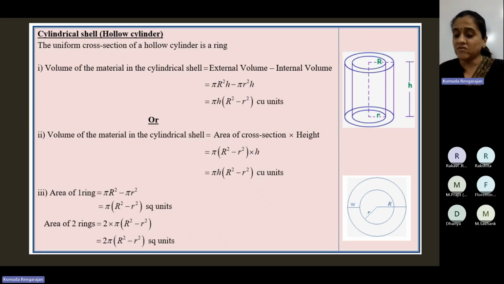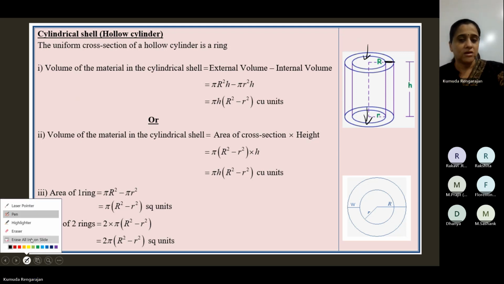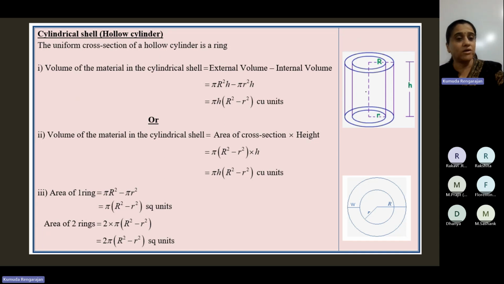Now, if you have a thick sheet of iron and you bring the opposite edges together, that also will make a cylinder. It'll be a hollow cylinder. Again, from one end you can see through the other end, but the wall is thick. That's what you see in this figure. So this is called a cylindrical shell or a hollow cylinder.